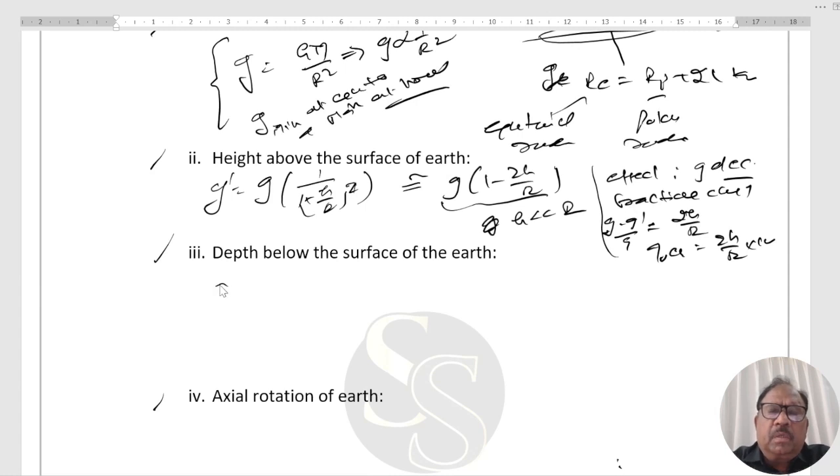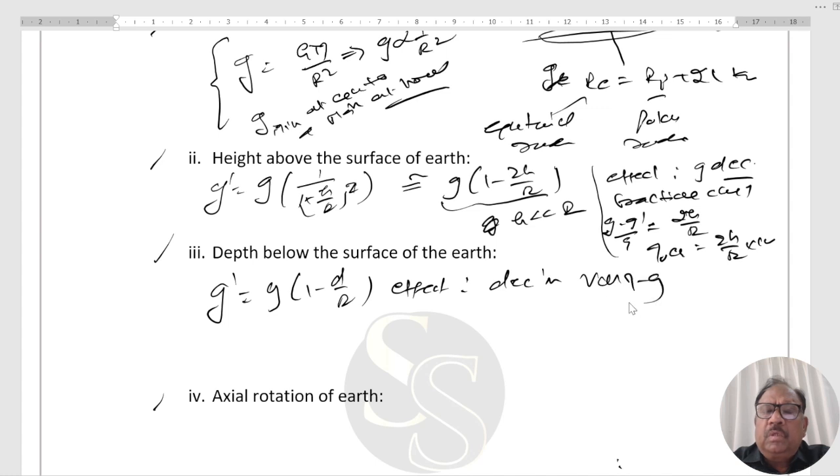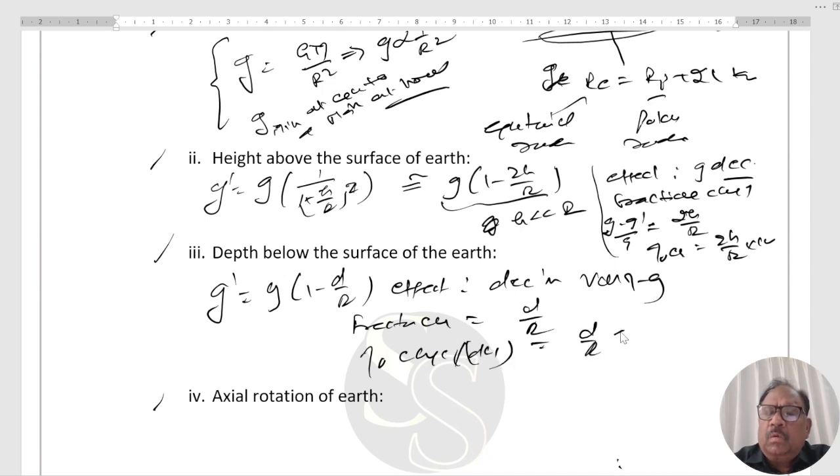Depth below the surface: g dash equal to g (1 minus d upon R). Effect is decrease in value of g. Fractional change will be equal to d upon R. Percentage change, that is decrease, equal to d by R into 100. This is all about this one.